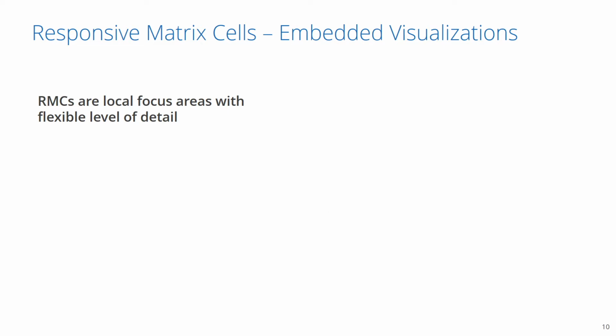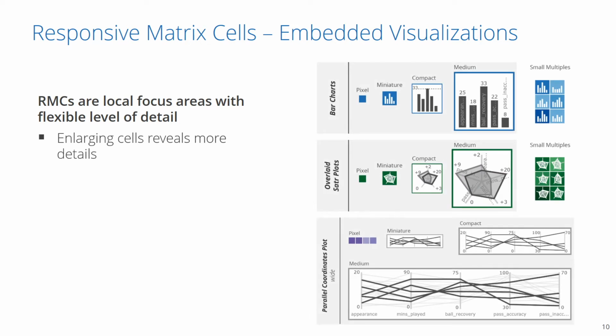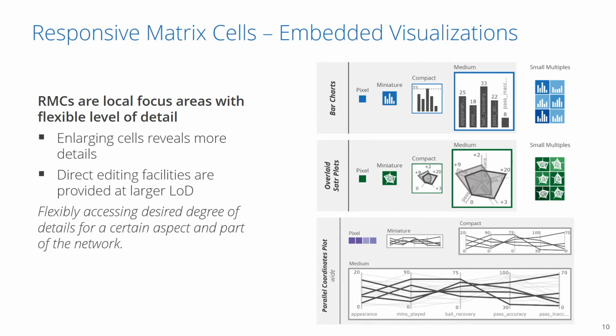The flexibility of our approach also involves an adjustable level of detail of the cells. They can be scaled up in a focus and context fashion, with the additional screen space being used for showing more details. This is another way in which the visualizations behave responsively, by adapting to size and aspect ratio. Cells at a larger level of detail can then also allow for providing direct editing facilities. Among others, the available visualizations comprise bar charts, star plots, parallel coordinate plots, or also node-link charts. By flexibly providing these as embedded representations in the matrix, analysts can access all the different details of the network.